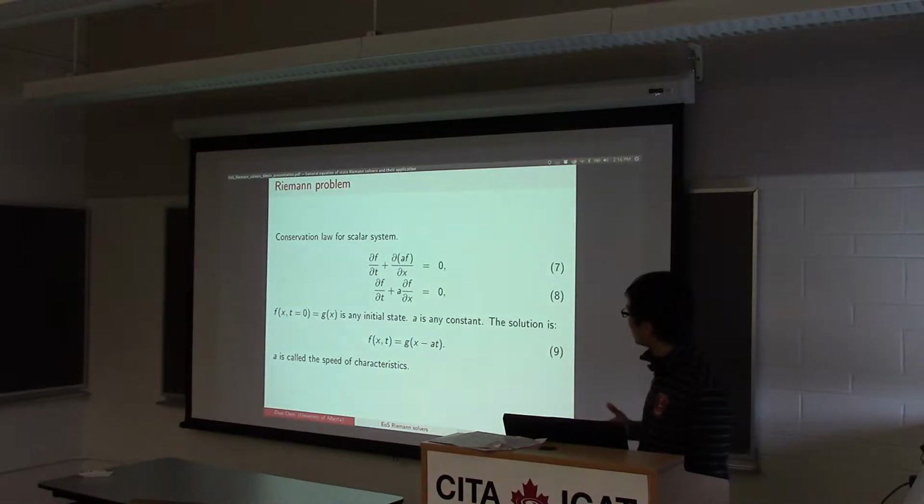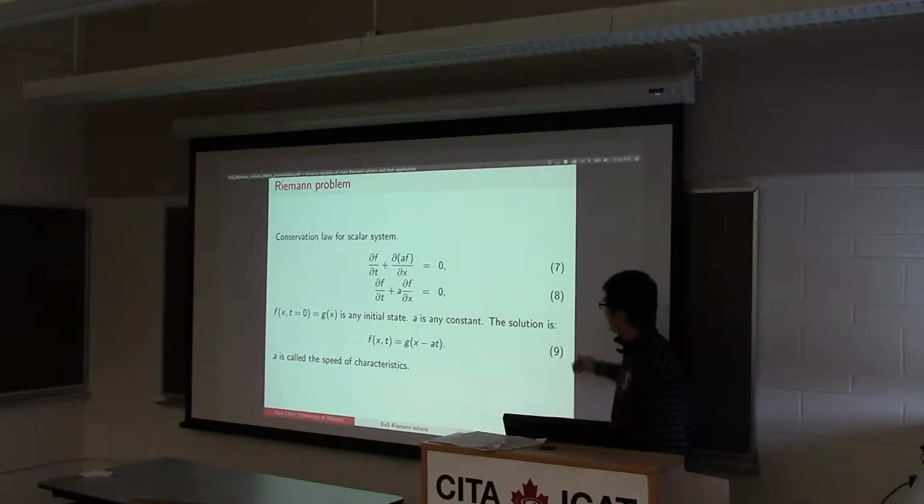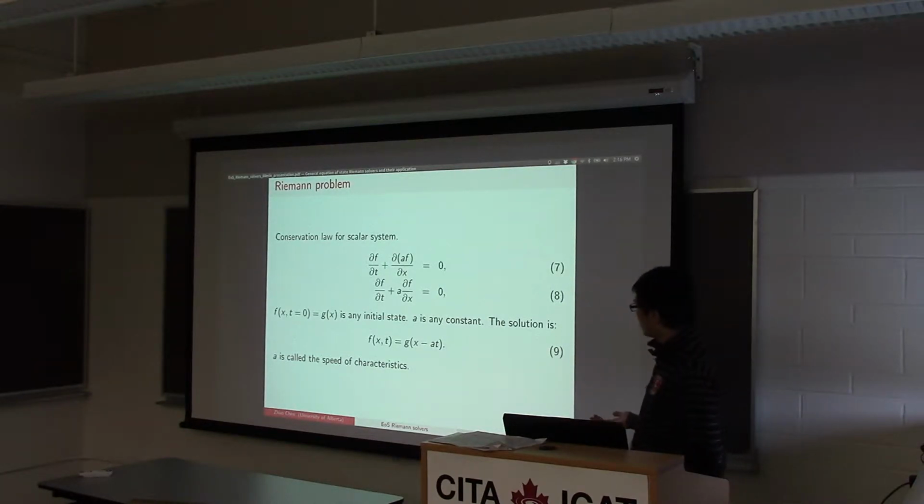For example, let's start with conservation law. Conservation law, which is what Euler equation is, the conservation law of scalar system. If this A is any constant, then the conservation law of equation 7 can be written in equation 8, and then it has an exact solution if the initial state is given. And this A is called the speed of characteristic. This is for scalar system.